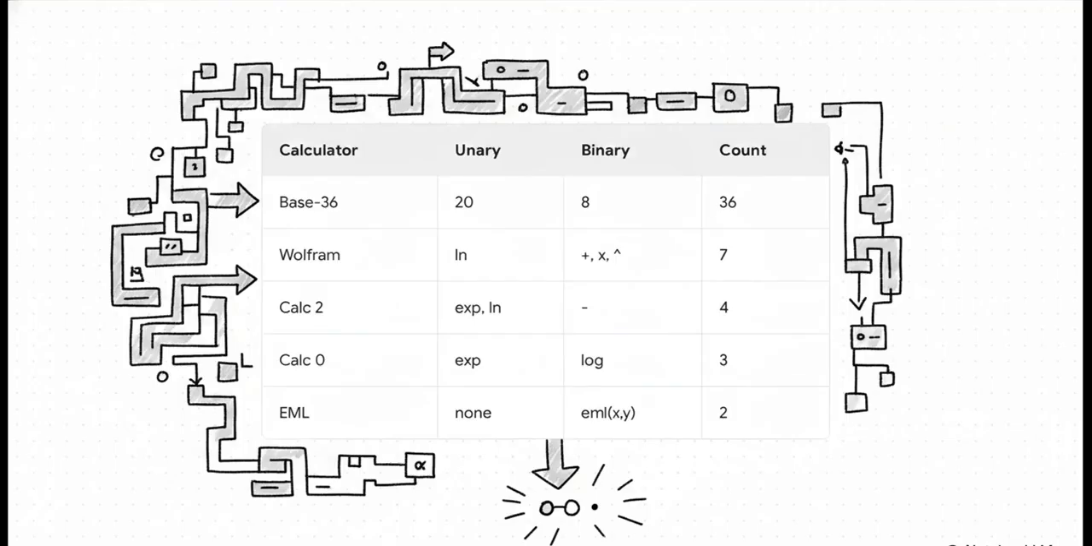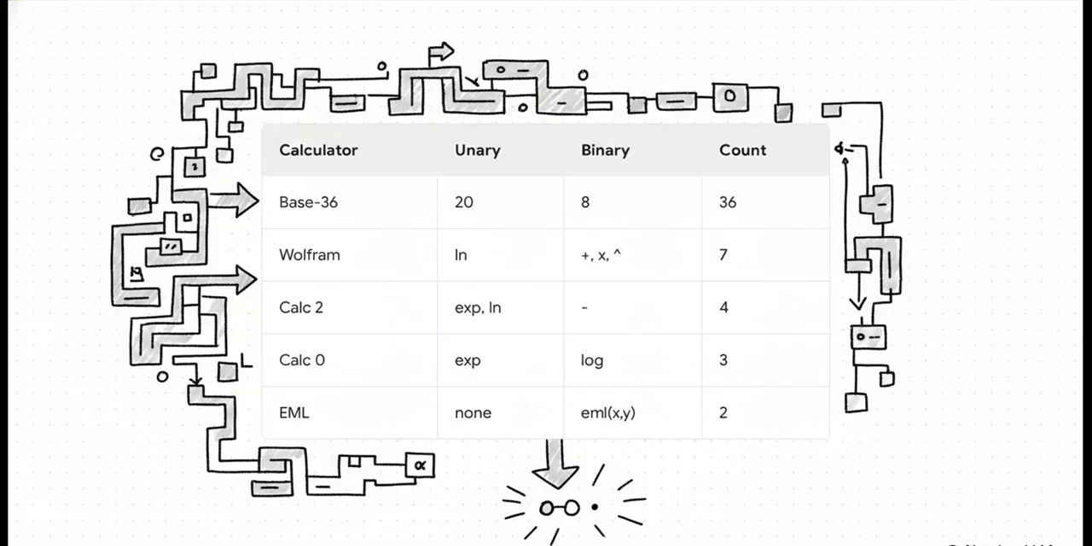Okay, let's dive into this. How did Odrivolik actually find this singular primitive? He used systematic ablation testing. Basically, he started with a standard 36-button scientific calculator and iteratively removed one function at a time, just to see if the remaining set could still reconstruct the original primitives.